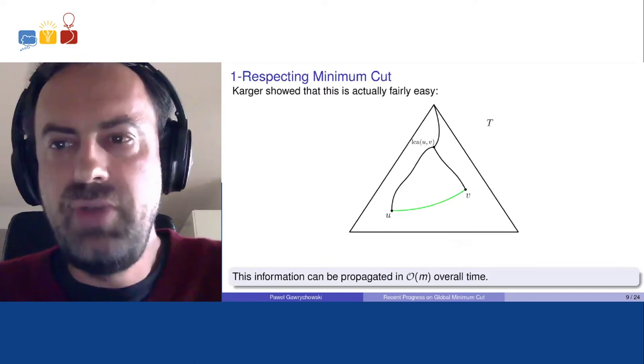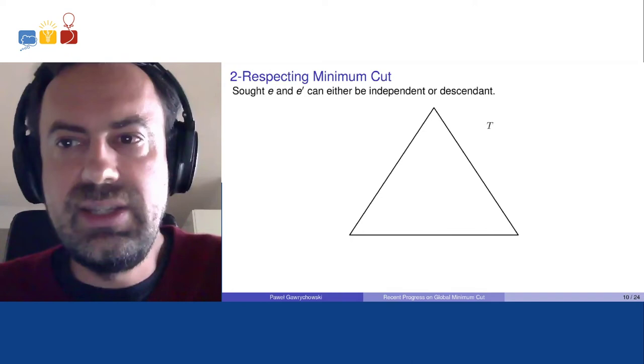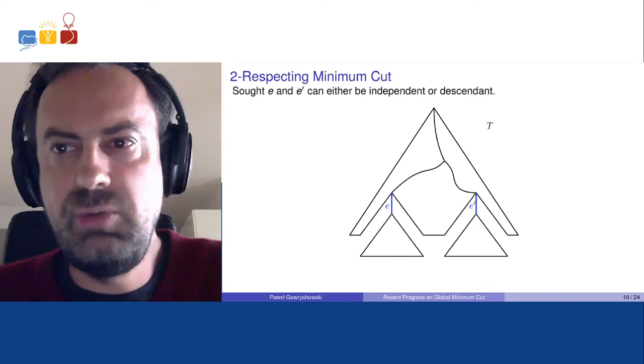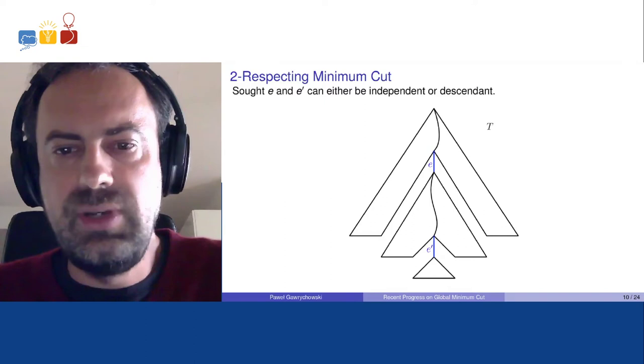Two respecting is more annoying. First of all, you have two cases. The first case is called independent edges. So E and E prime are in the figure. You can, I think, see what I mean by independent. And then there is the case of dependent edges. So again, you can see what I mean in the figure.